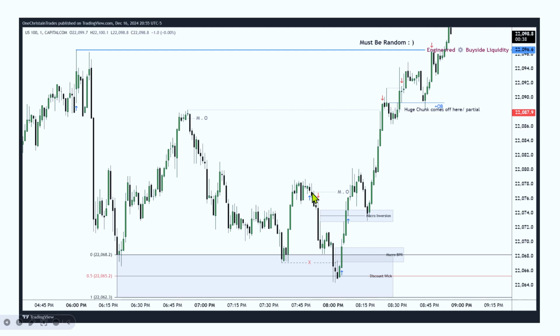That's what I'm saying. A displacement below macro opening price. What do we have here? We have like a discount wick right here. And what do we see price do? Seek for liquidity. Take out short-term sell-side liquidity right here.